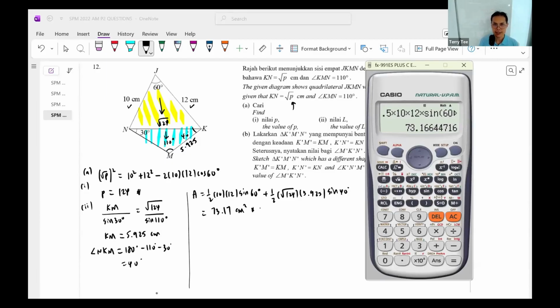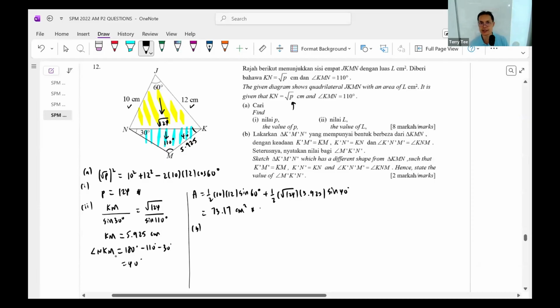Now, next, sketch triangle KLM, KMN that is different, has a different shape, such that KM prime equals KM. Okay, so this is an ambiguity case. Let me rub this off, it's too many lines. Let me just explain once again. You want to find a different triangle than this, but you want to maintain KM prime equals KM. KN also you want to maintain. So that means this one cannot change.